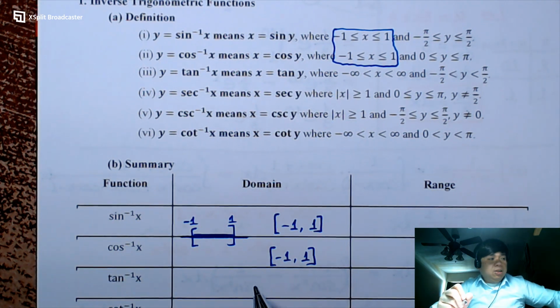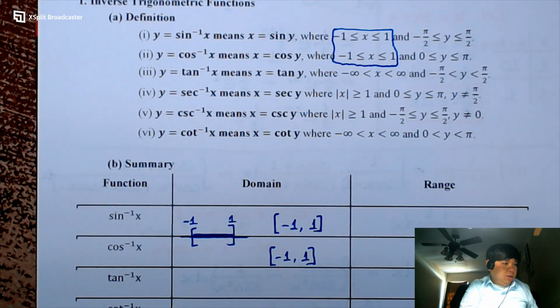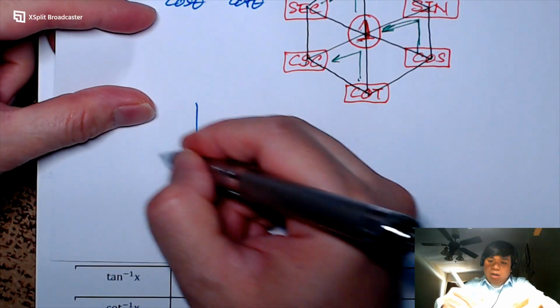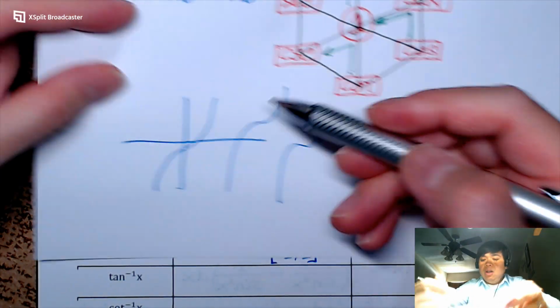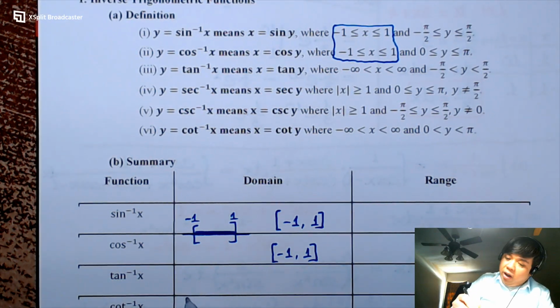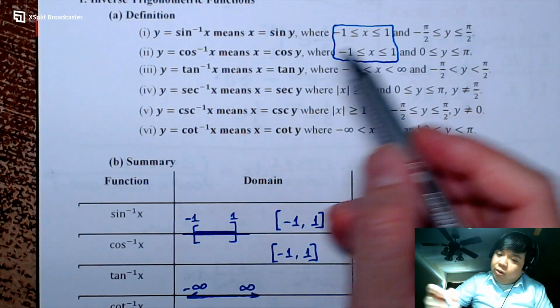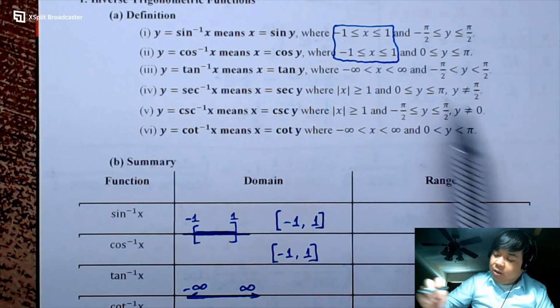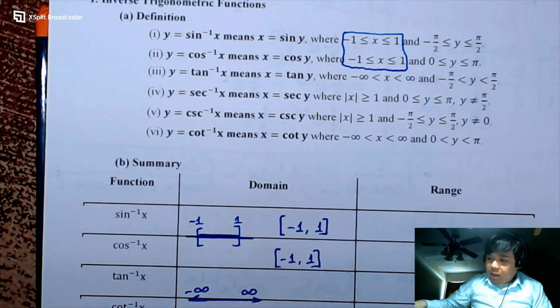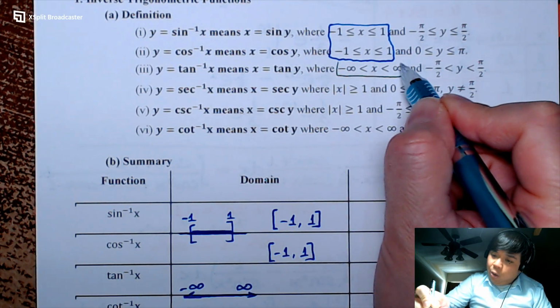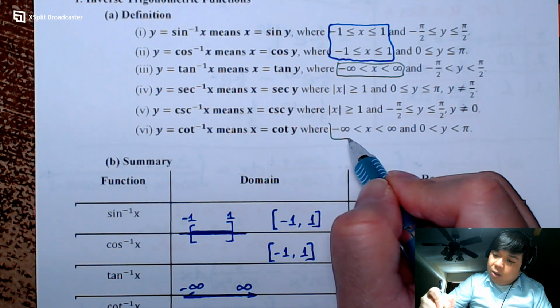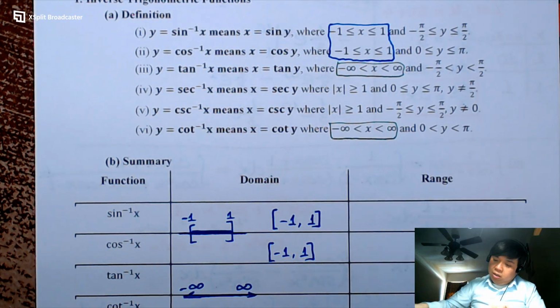Tangent and cotangent. The graph of tangent is this. So pretty much y can be any value. So the domain will be every value, the whole real numbers here. So for tangent inverse and cotangent inverse, we use a different color here. All real numbers. All real numbers.